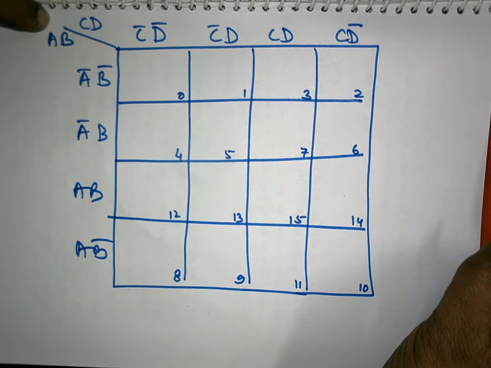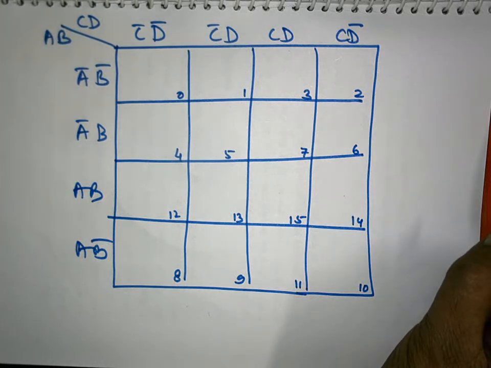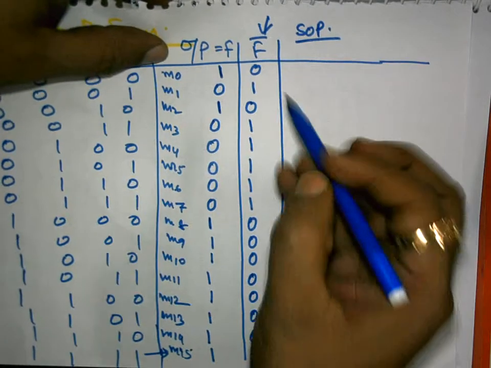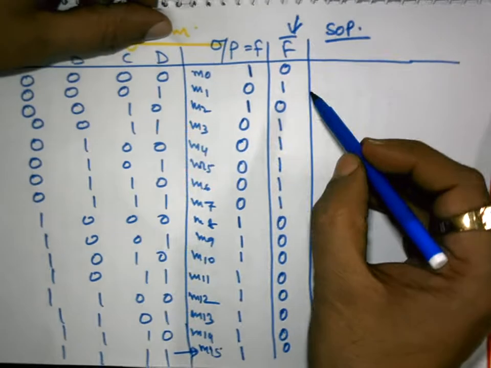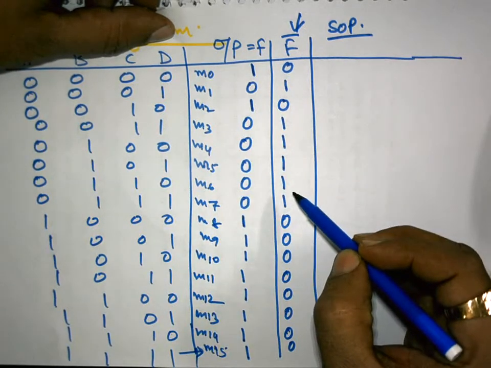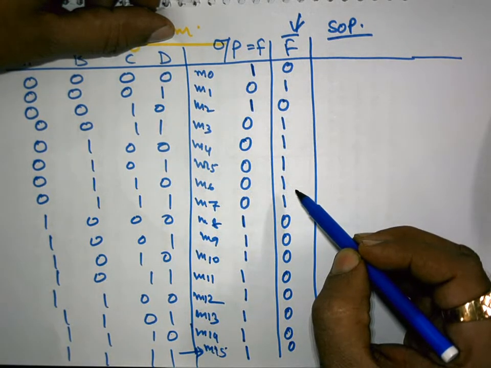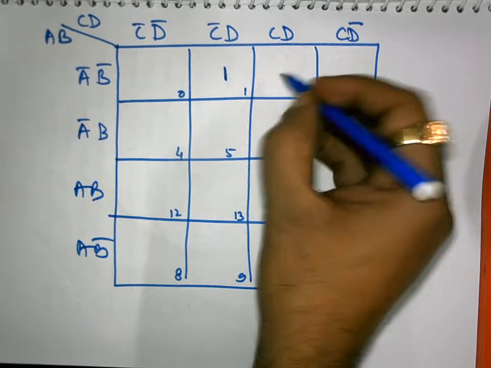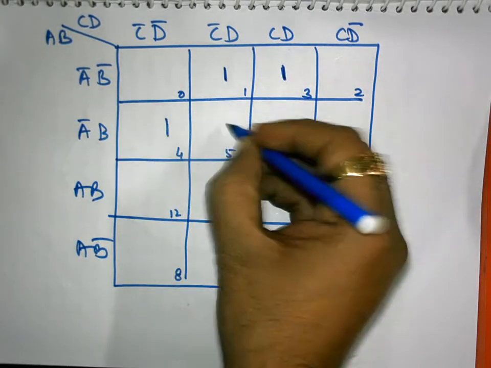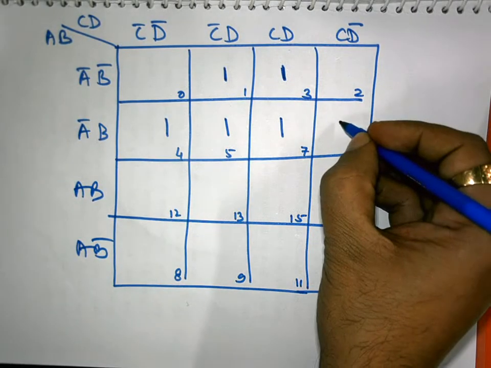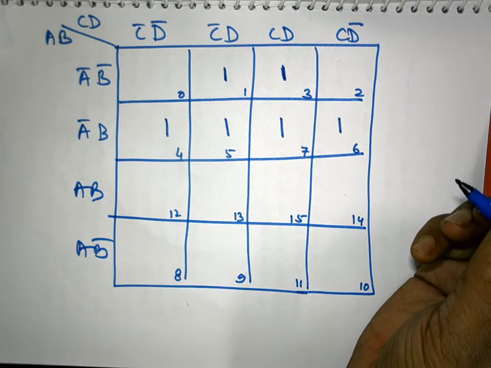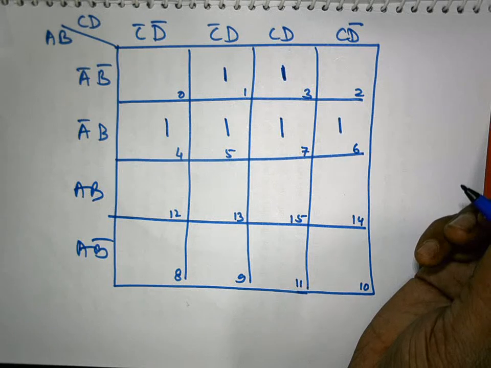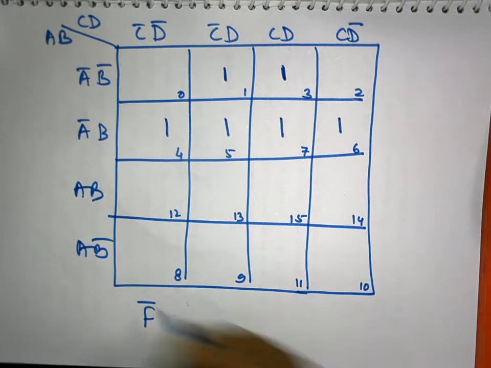Okay. Where will you map your ones in the F bar table? At M1, M3, M4, M5, M6, M7. Okay. So let us map it at M1, M3, M4, M5, M6 and M7. These are mapped as 1. This is the realization for F bar.